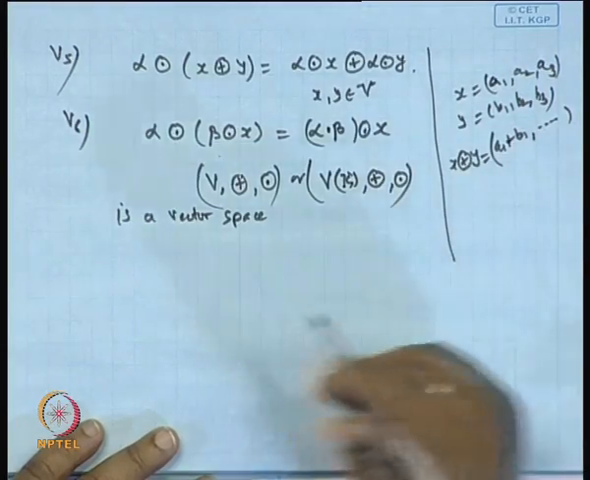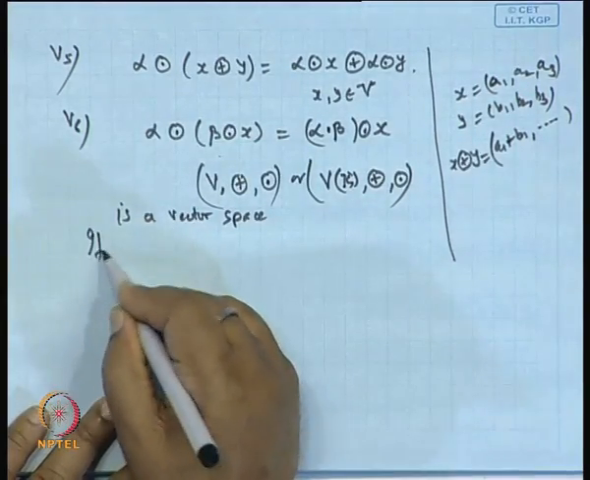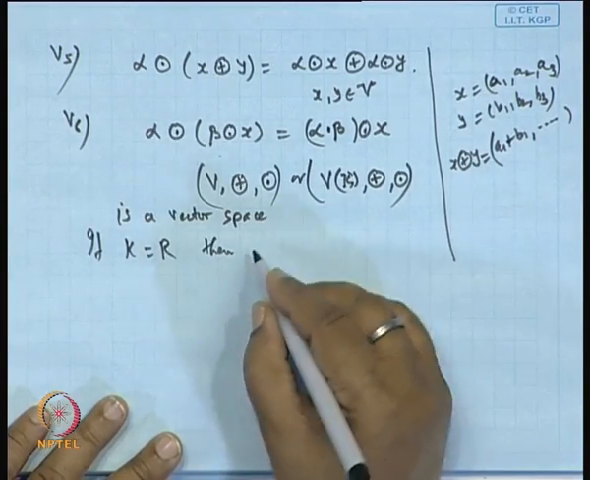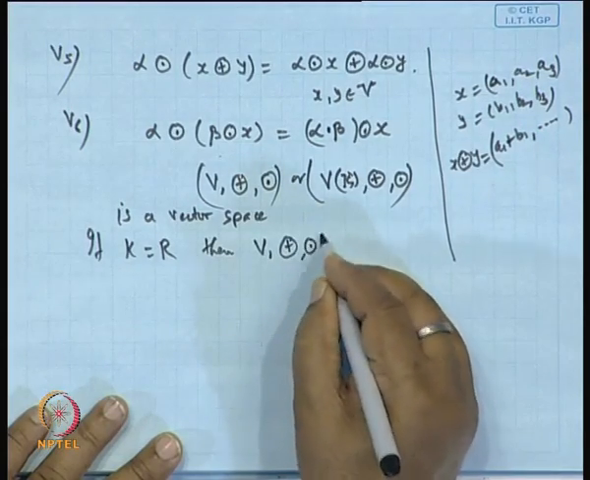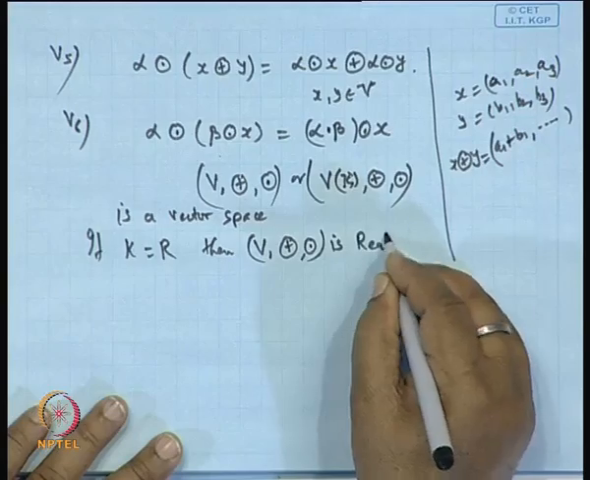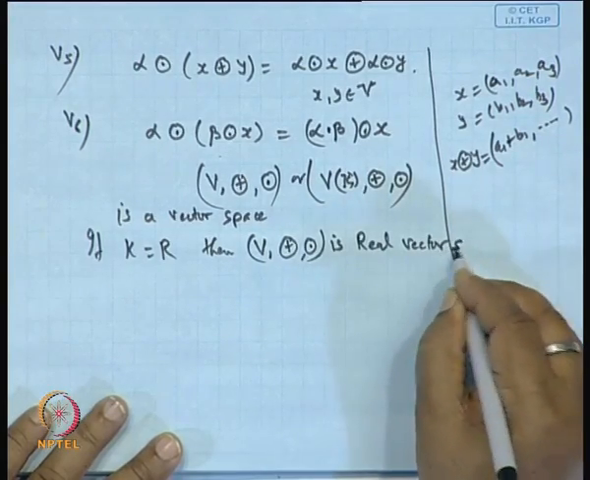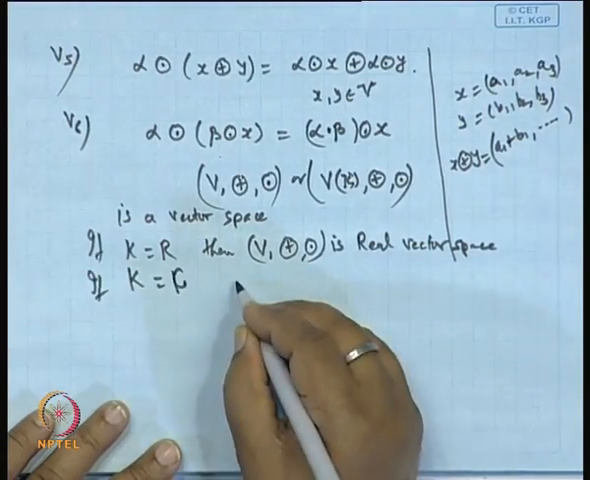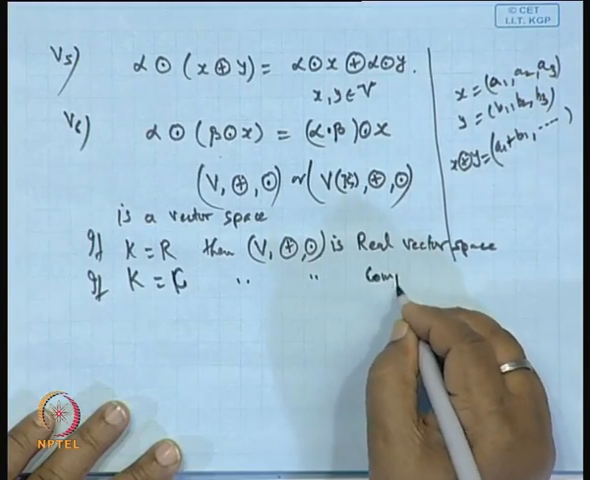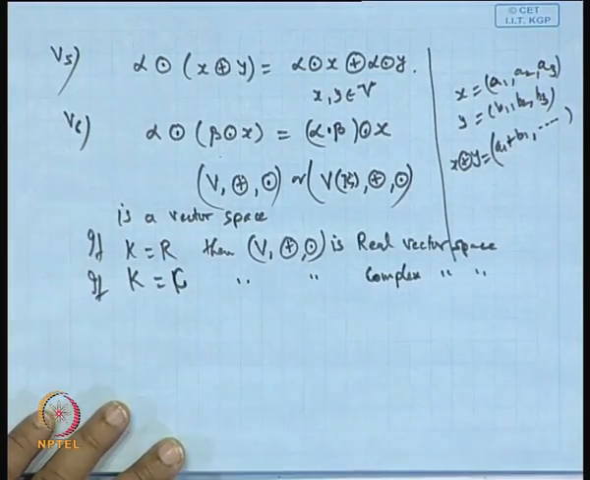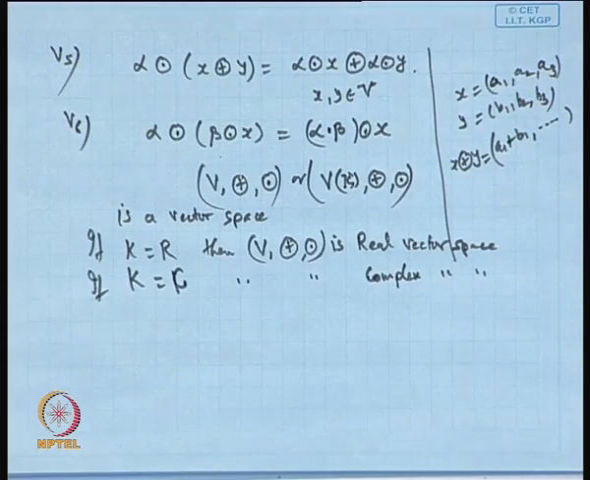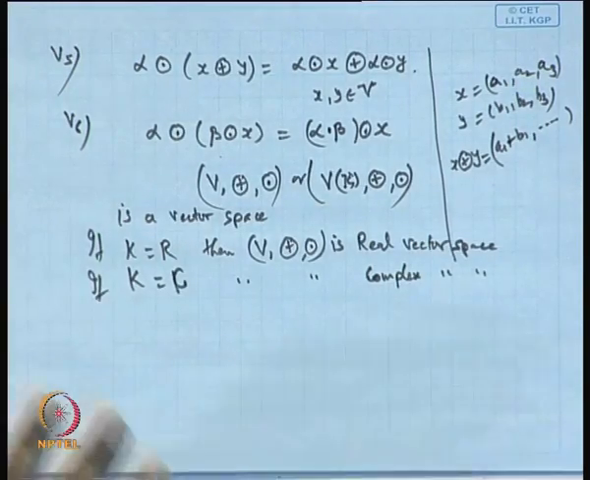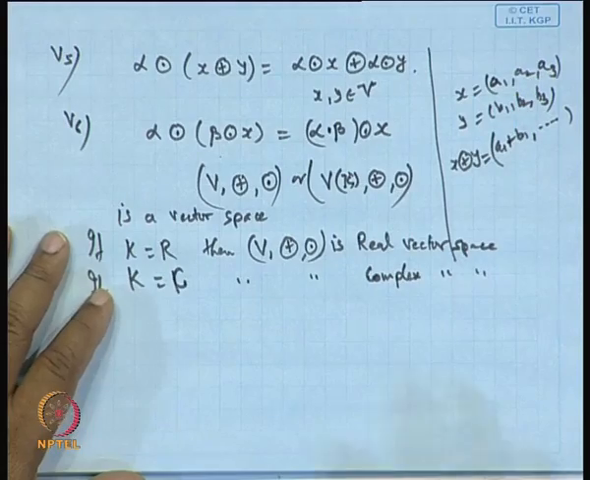Now, K may be real or K may be complex. If K is R, then this is called a real vector space. And if K is the complex numbers, then this is called a complex vector space. So, real and complex vector space totally depends on the scalar field, what field you are using, and that is clear. So, this gives you the concept of it.